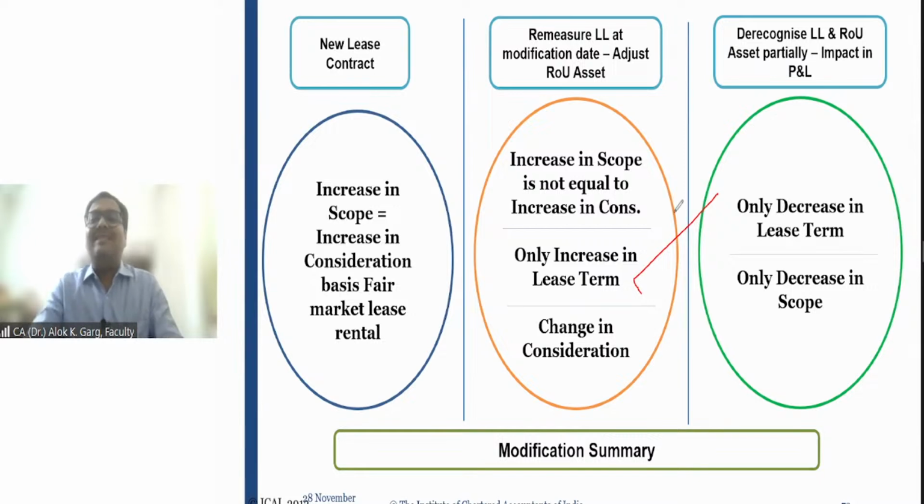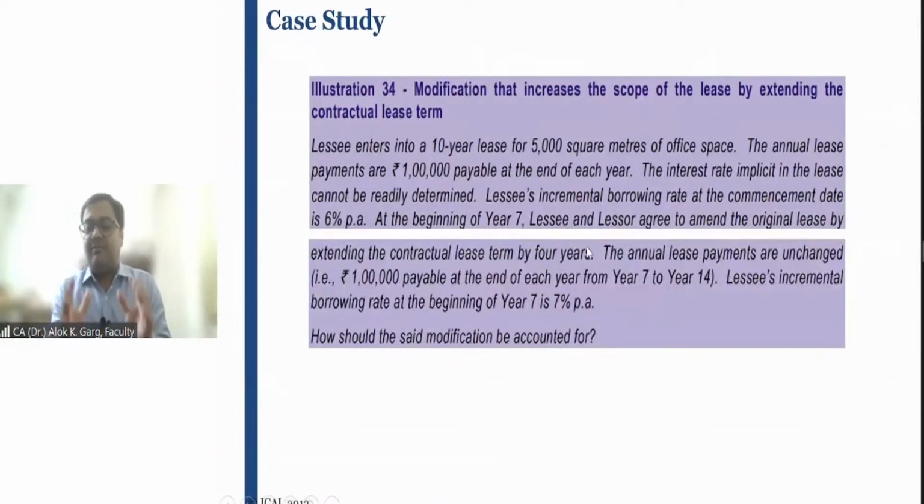So friends, in this case, what else is given in this question? The total lease term has become 14 years from 10 years, and at the commencement date, the discount rate was 6% per annum. And when this modification happened, at that point of time, the discount rate is 7%. So do we need to take this 7% discount rate on the date of modification? Answer is yes. Why? Because the time value of money will change.